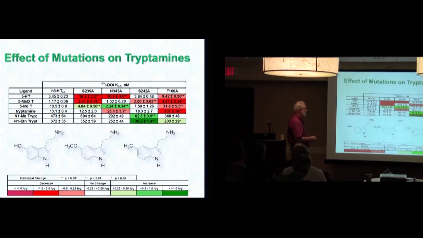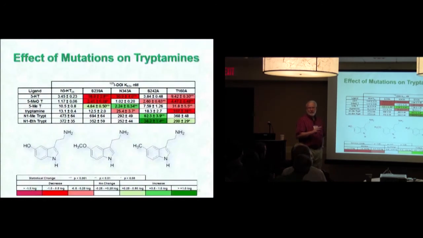243 is also something we don't understand. We mutate it to alanine, we see a tenfold loss in affinity, no effect on 5-methoxytryptamine, and an increase in affinity if we have 5-methyl. With 242, 5-methoxytryptamine is the only one that gives a slight decrease. And now threonine 160, which no one has ever talked about in the literature, if we mutate that to an alanine, every one of these molecules in the tryptamine series is affected detrimentally in terms of affinity, and even tryptamine itself.